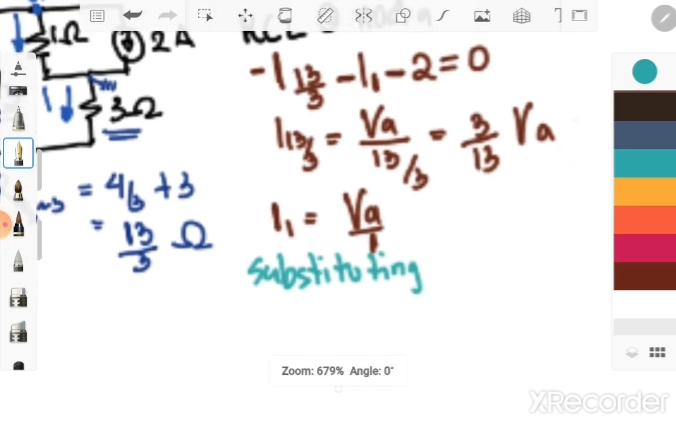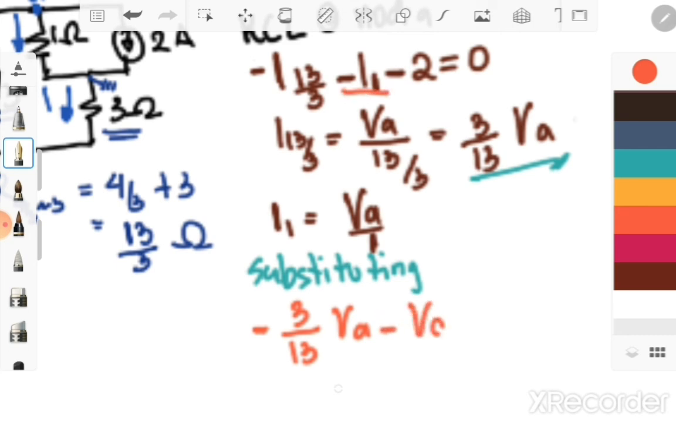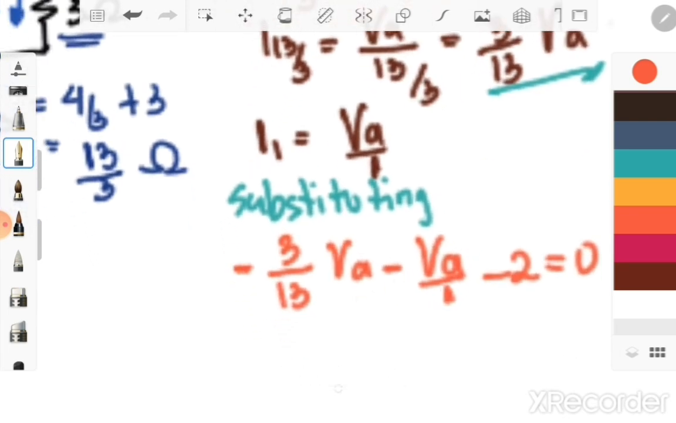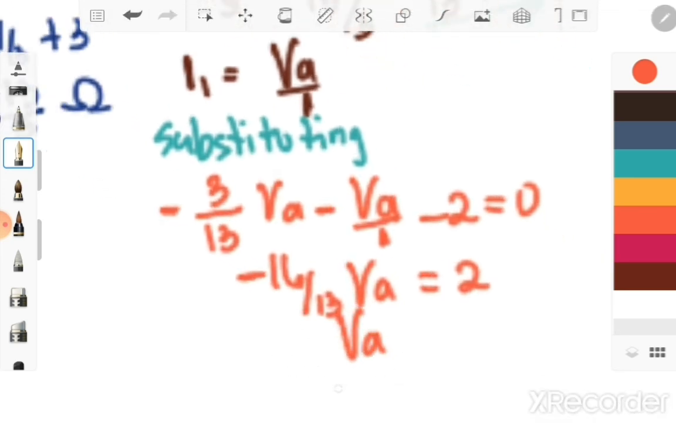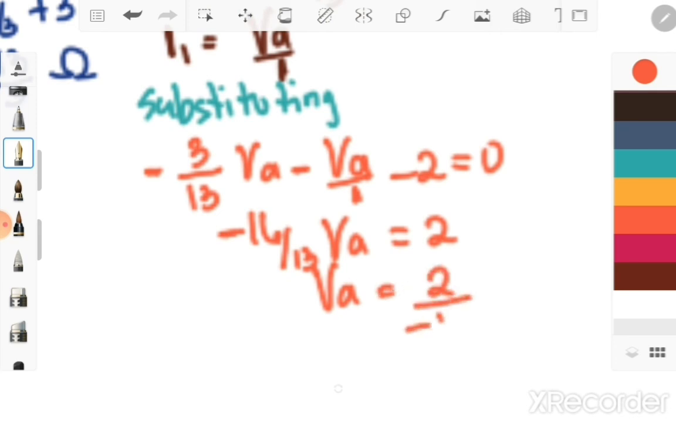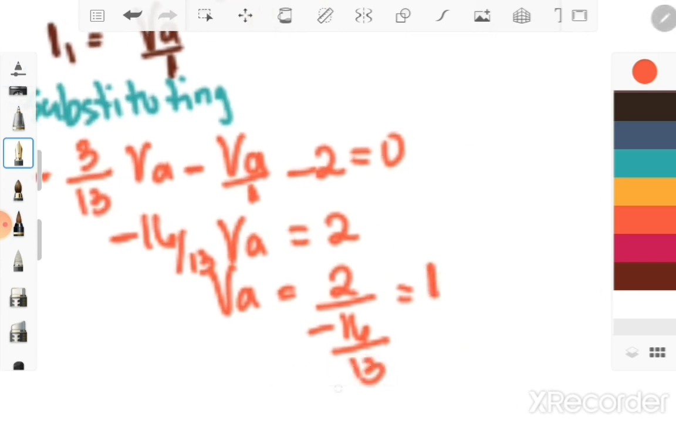Okay, substituting the values, we already have our I 13/3, which is equal to 3/13 VA. So 3/13 VA minus VA all over 1 minus 2 equals 0. So we have 3/13 VA minus VA is equal to negative 16/13 VA, which is equal to, transposing your negative 2 will have a positive 2, therefore our VA is just equal to 2 divided by negative 16/13, which is equal to negative 1.625. So take note that it is negative 1.625 volts. That is your VA.